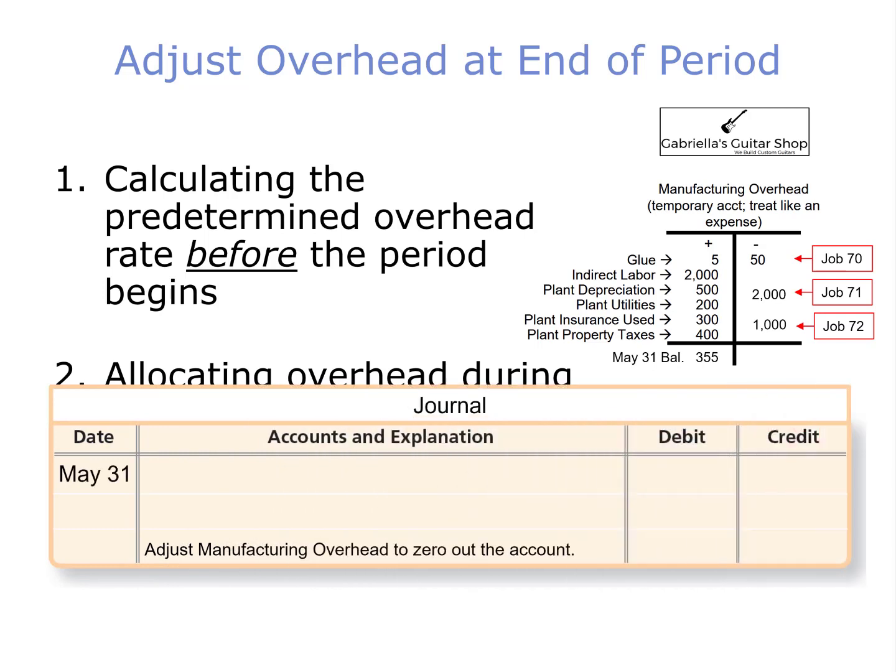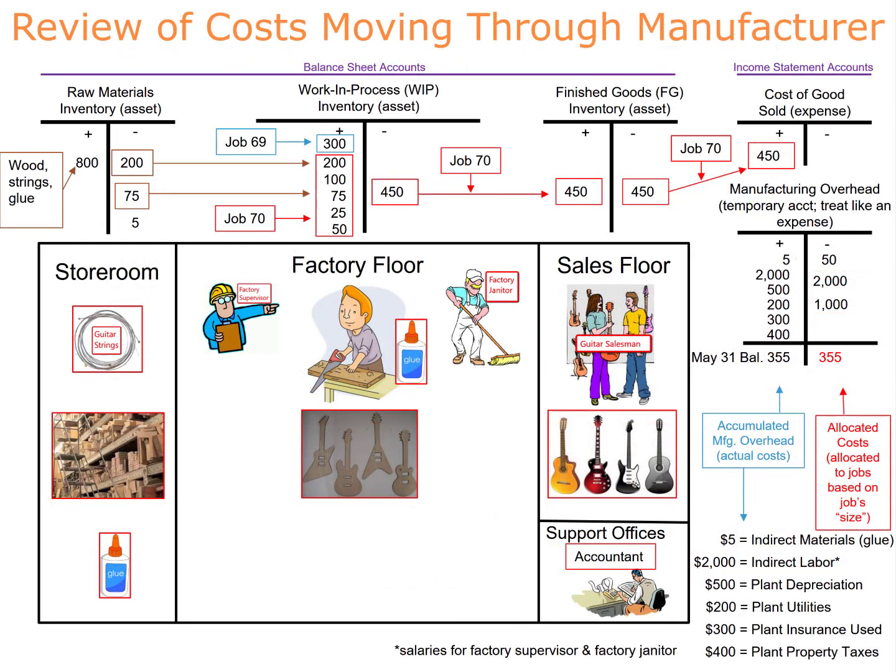Now it's time to do the journal entry to zero out the account. So how would we close this account so its balance is 0? Well, we would credit the account $355. So in our journal entry, we would credit manufacturing overhead $355. So now all we have to do is find out which account to debit. To do so, let's look back at our workflow diagram that showed how costs flowed through a manufacturer. So now we need to figure out which account to debit to match our $355 credit adjustment.